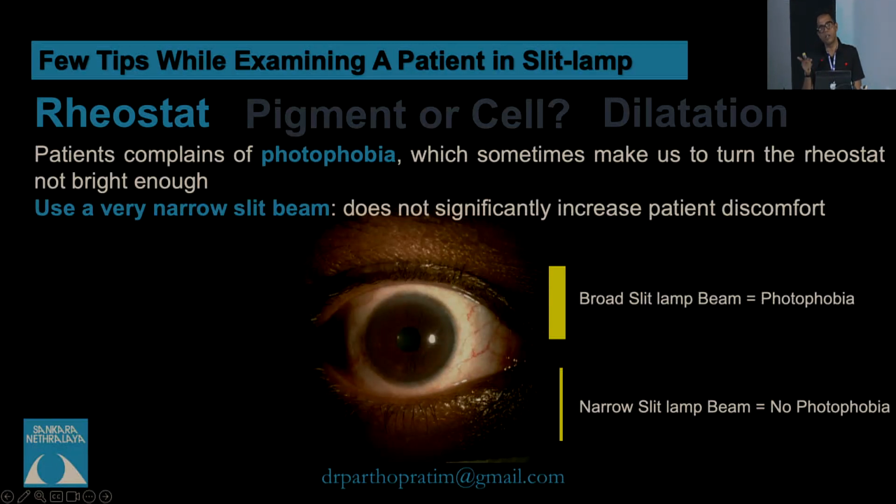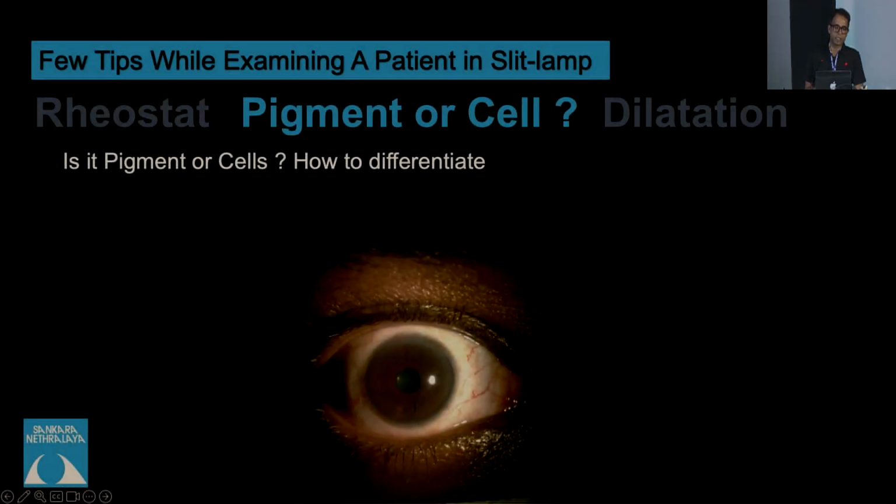Remember, you should not reduce the intensity of the light, rather the width of the beam. So that's how you can avoid photophobia in the patient, and you can examine the patient and avoid missing the 1+ cells.